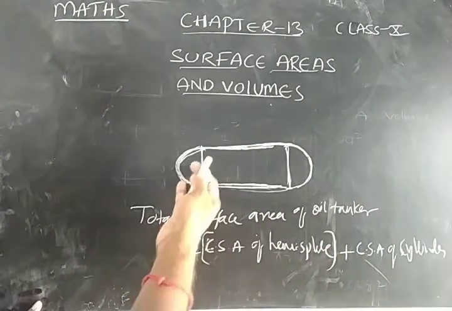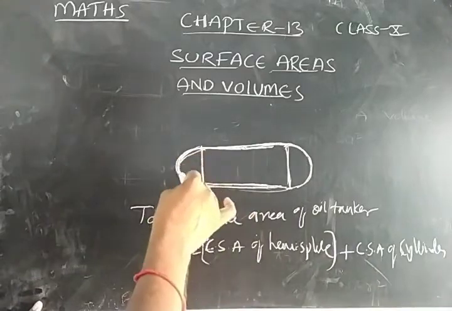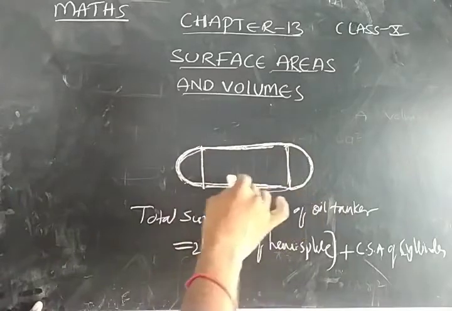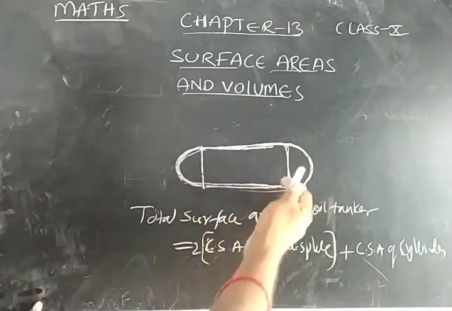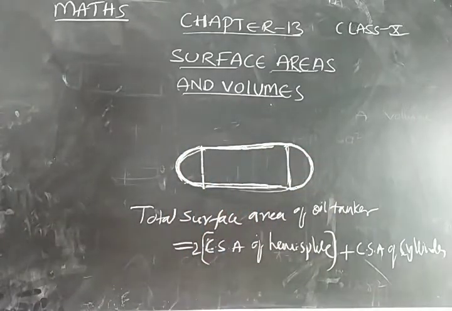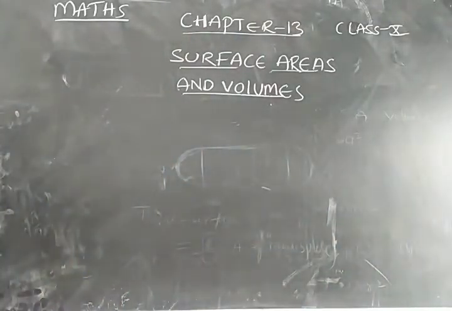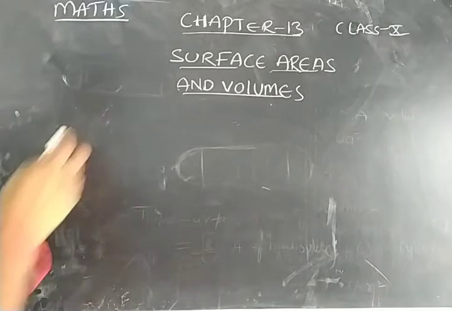Similarly, if you need the volume of the oil tanker, find the volume of the hemispheres and find the volume of the cylinder. By adding these volumes, automatically you will get the volume of the oil tanker, right? Now let us discuss some examples, then we can understand how we are using the basic solid figure formulas in these problems. Okay, example 1.